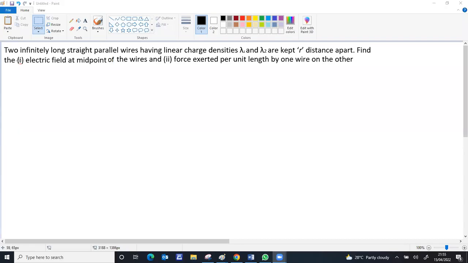In this question, there are two long straight parallel wires having linear charge densities lambda 1 and lambda 2. Distance between them is r. As part of the question, we need the electric field at the midpoint of the wires and the force exerted per unit length by one wire on the other.